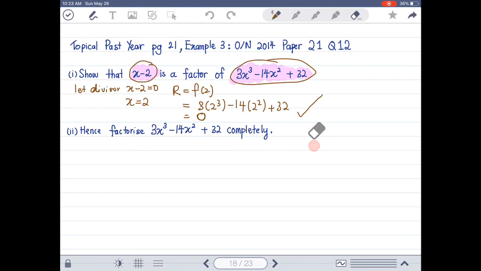Okay, so the first idea is we need to do long division. And so we need to divide 3x to the power of 3. Again, for long division, you have to rearrange the formula from terms with the highest degree to the lowest degree. So we have 3x cubed minus 14x squared plus with no x, but you need to add 0x, plus 32. And we divide this with its factor, of course. In this case, it's x minus 2.